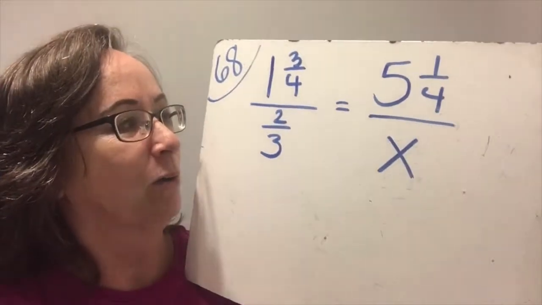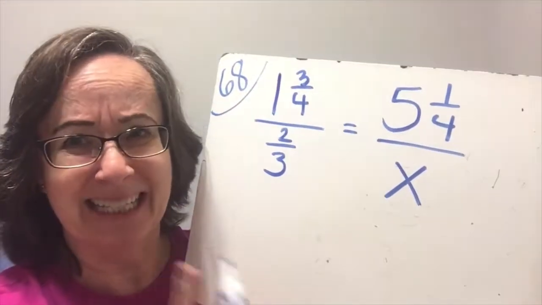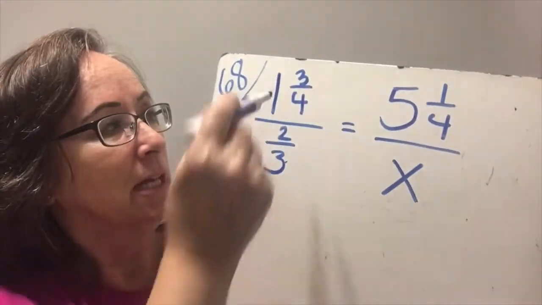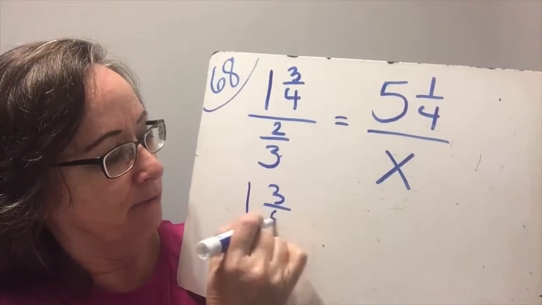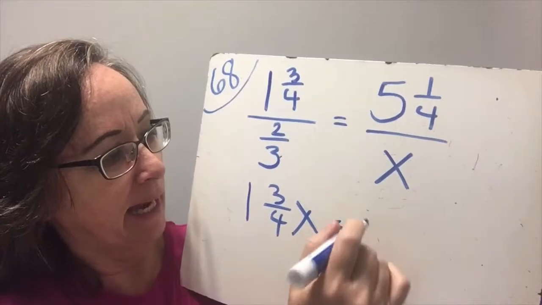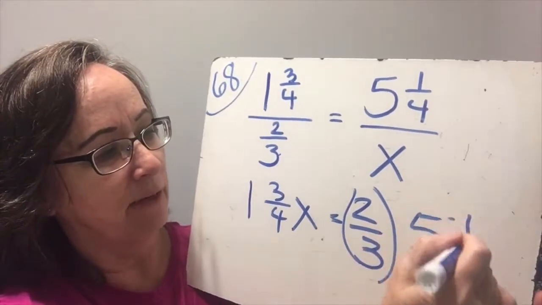Okay, so hopefully you did that. Now we're going to multiply this way and then this way. It really doesn't matter. We could do this one first and then this one. Doesn't matter at all. So we're going to do this one and get 1 3/4 x. And we're going to go across the other way and get 2/3 times 5 1/4.